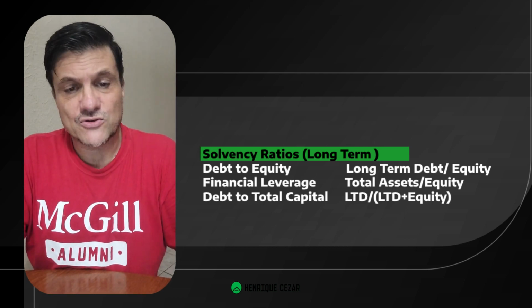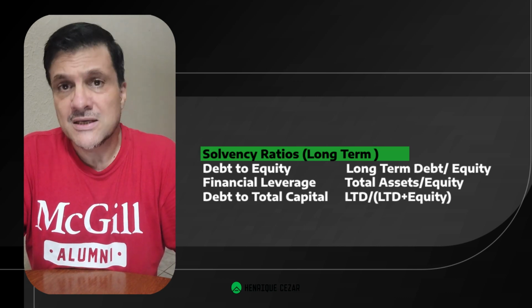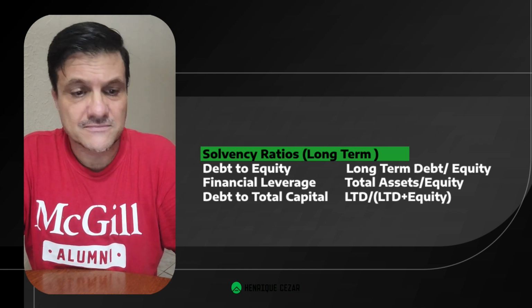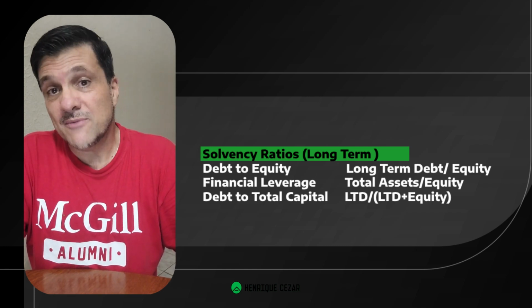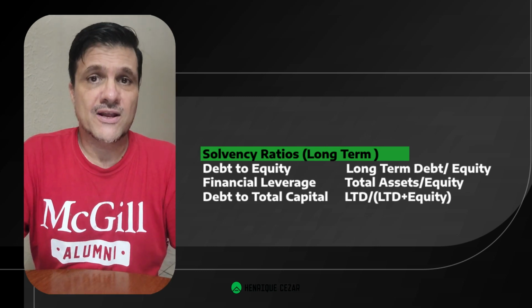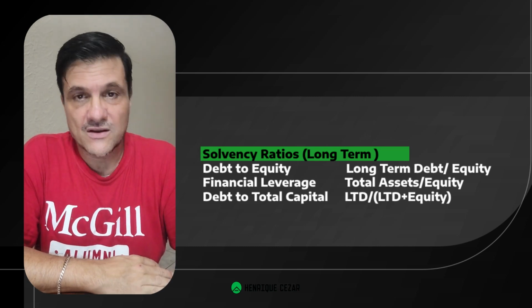The debt to total capital ratio is one that I might not even expect you to see in the exam, but if it is there, what is total capital? It's debt plus equity. So debt to total capital is debt in the numerator and total capital in the denominator, as you see here on the side with the formulas. Good?